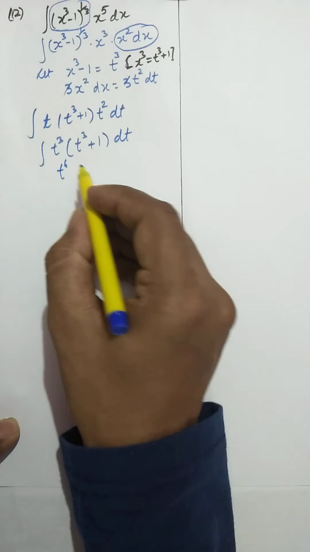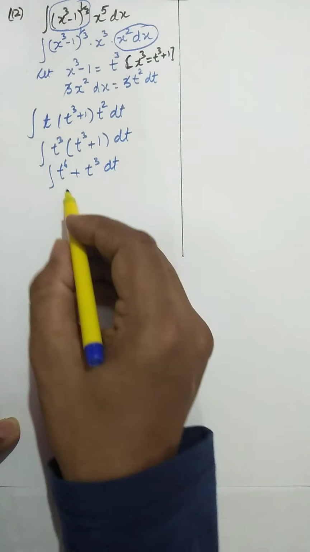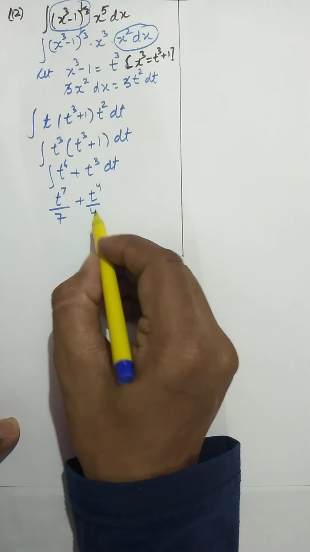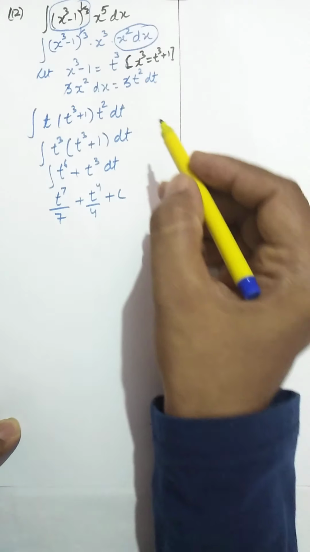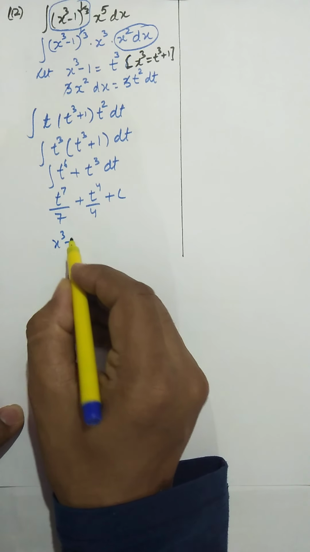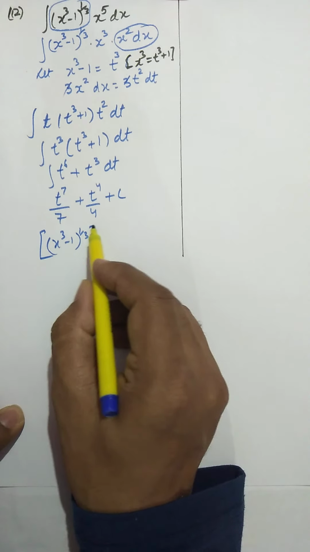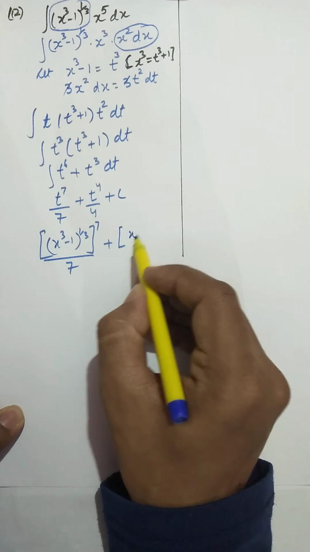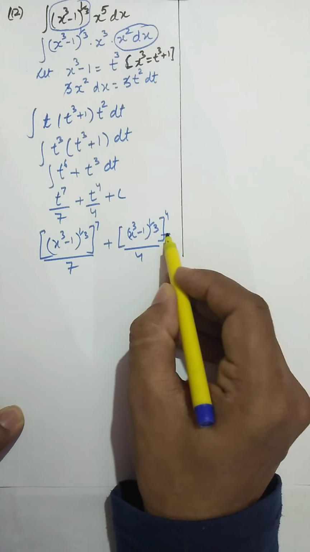Now this is going to be t⁶ + t³, this is dt. Now you can integrate, this is going to be t⁷/7, this is going to be t⁴/4 + c, and ultimately you substitute the value, you assume this t as (x³ − 1)^(1/3). So you take the power as 7 and this is 7, and here also (x³ − 1)^(1/3), and this is 4 upon 4 + c.